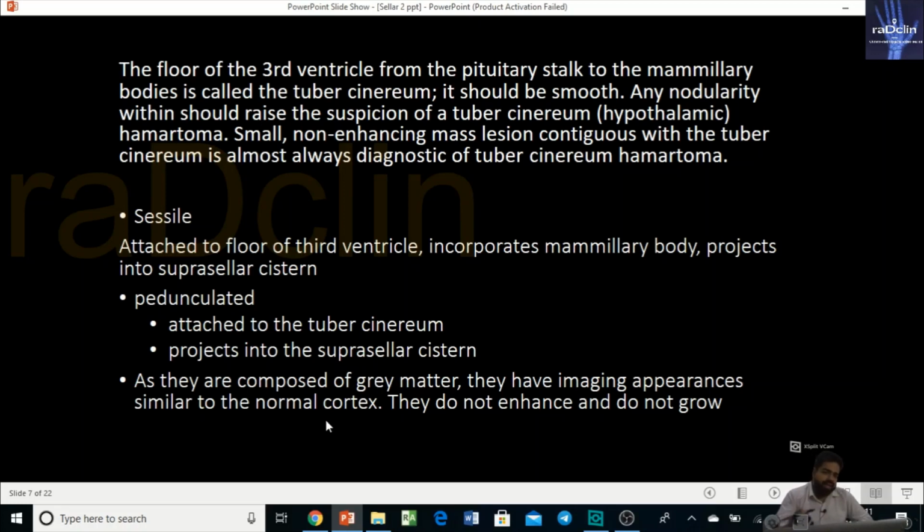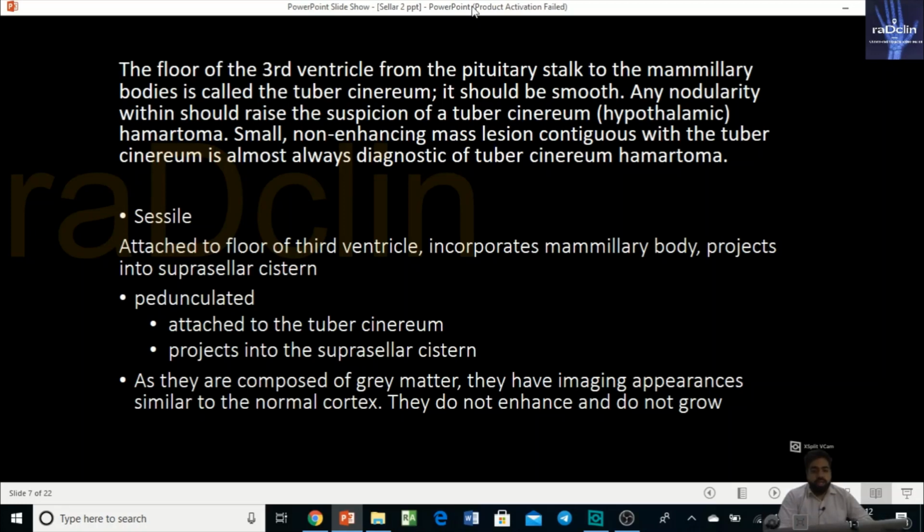Now, this hypothalamic hamartoma is also a tuber cinereum hamartoma. What exactly is the tuber cinereum? The floor of the third ventricle, from the pituitary stalk to the mammillary bodies, is called the tuber cinereum. Normally, it should be smooth. Any nodularity within it should raise the suspicion of a hamartoma. That is the importance of the tuber cinereum. A small non-enhancing mass lesion that is contiguous with the tuber cinereum is always diagnostic of a tuber cinereum hamartoma.